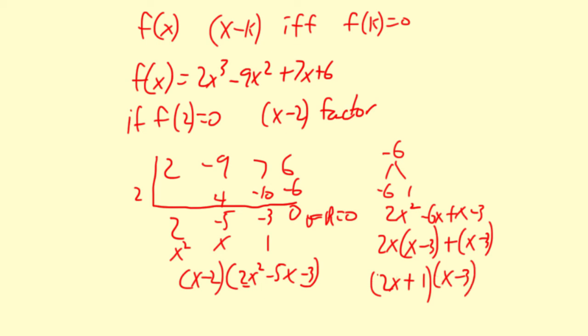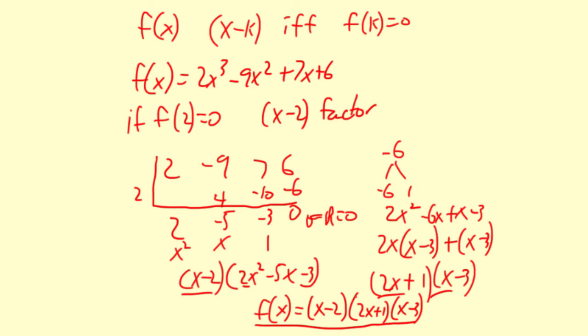Okay, so those are my other two factors. Now I combine it with this one over here, and that makes my factored polynomial. f of x equals x minus 2 times 2x plus 1 times x minus 3.